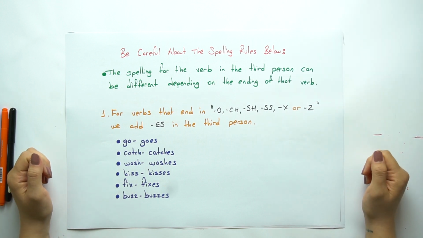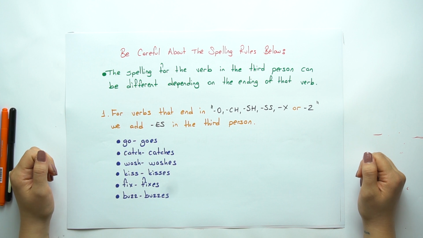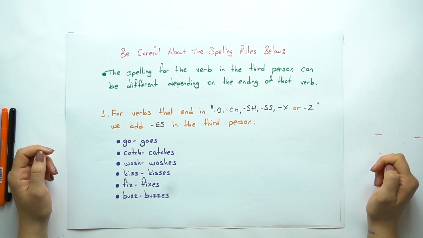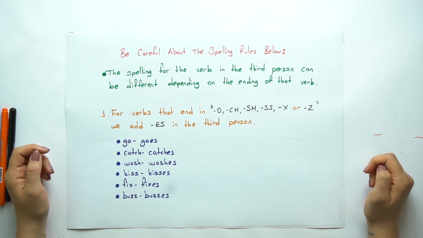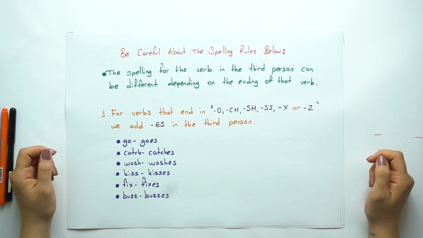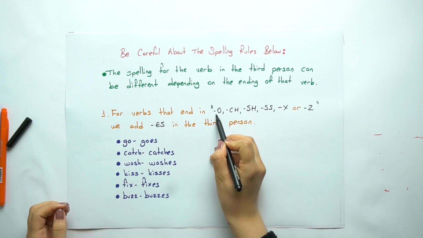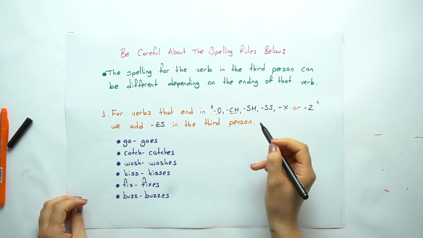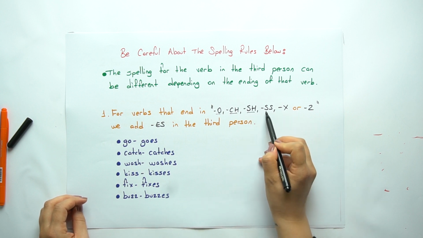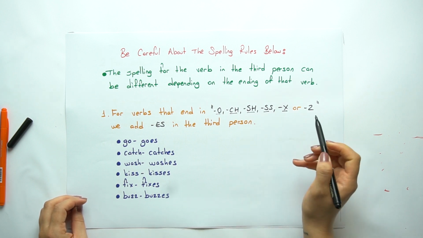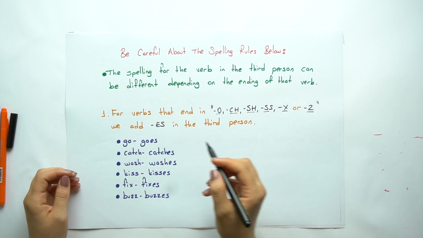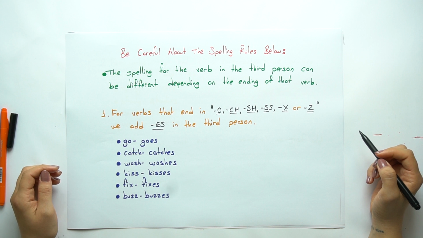But of course, now we have some spelling rules about this. The spelling for the verb in the third person can be different depending on the ending of that verb. So what we need to do is to look at the ending of the verb. So our first rule is for verbs that end in O, CH, SH, S, X, or Z, we add ES in the third person.